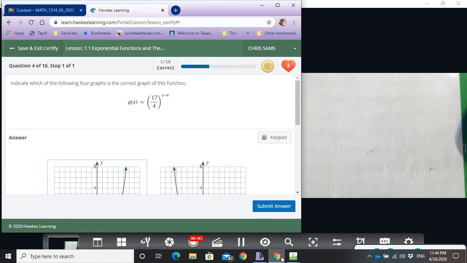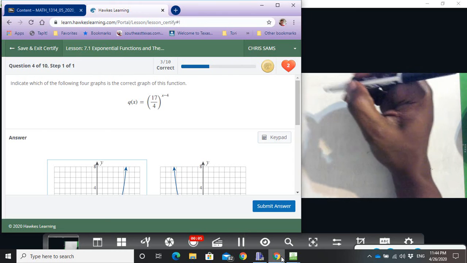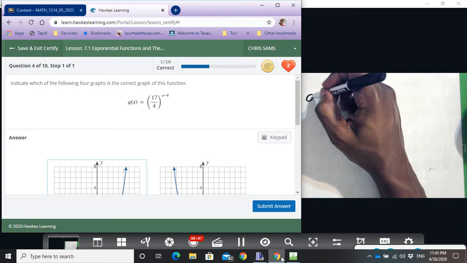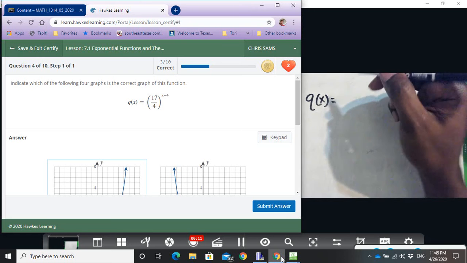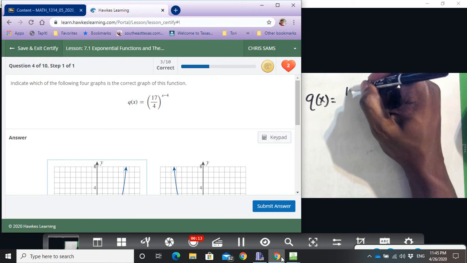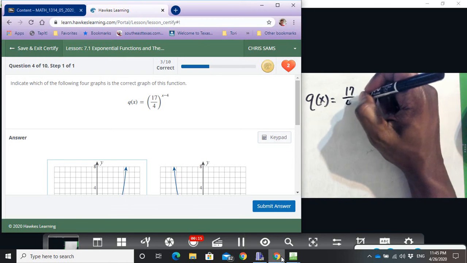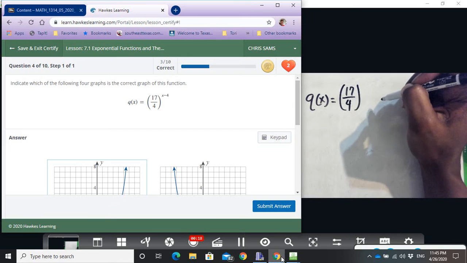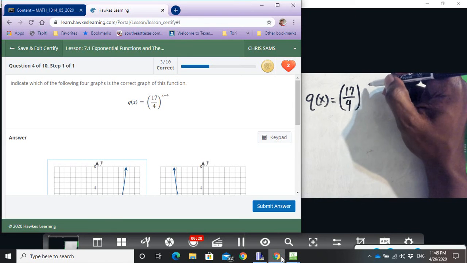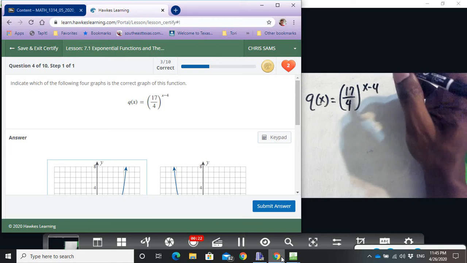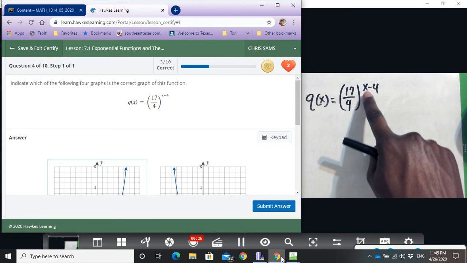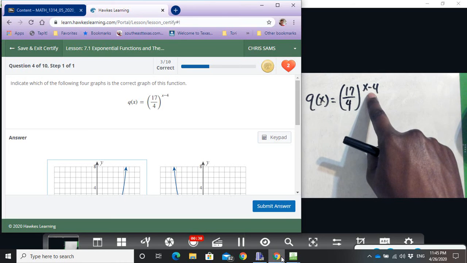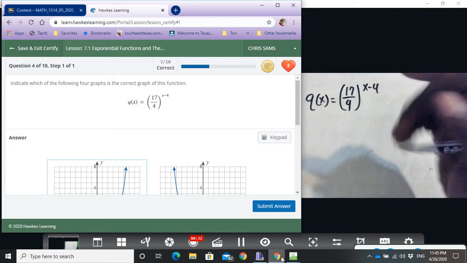Okay, so number 4, similar. I'm going to again do some algebra to get this looking in standard form. So I have 17 over 4, and then we have x minus 4. This time my variable already is positive, so I don't have to do any shifting or factoring out negatives. Because of the minus 4, our graph is going to get shifted 4 units to the right.